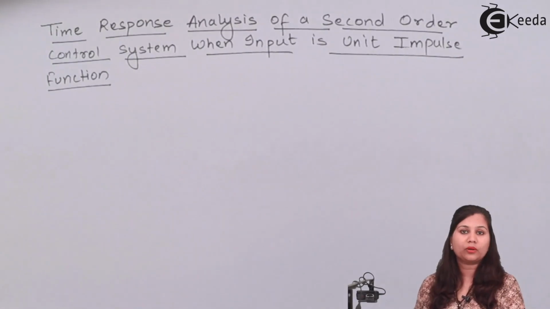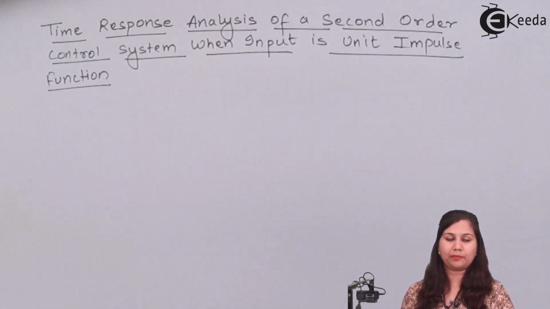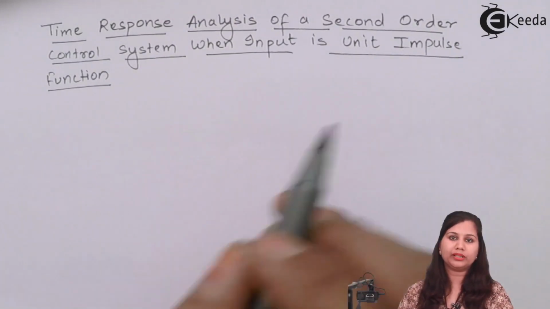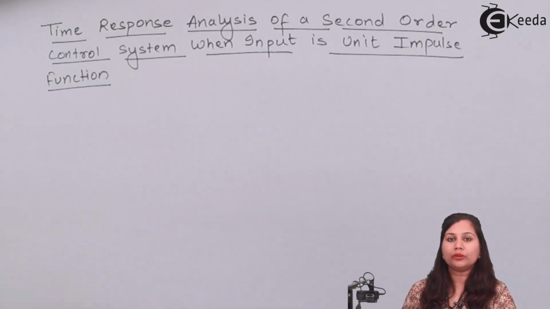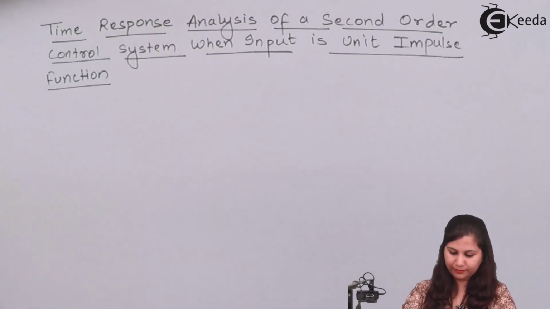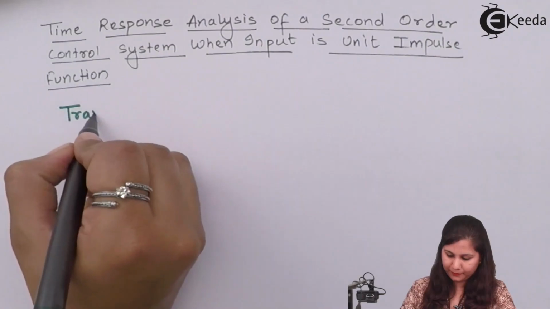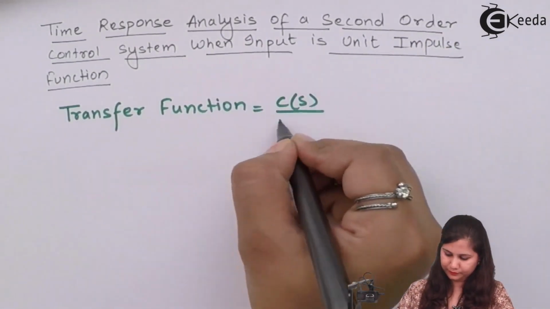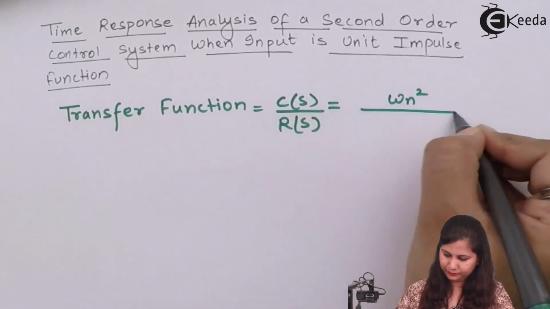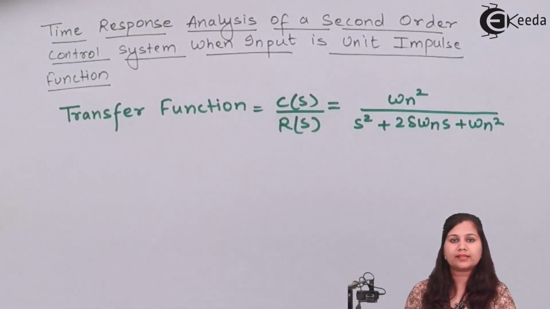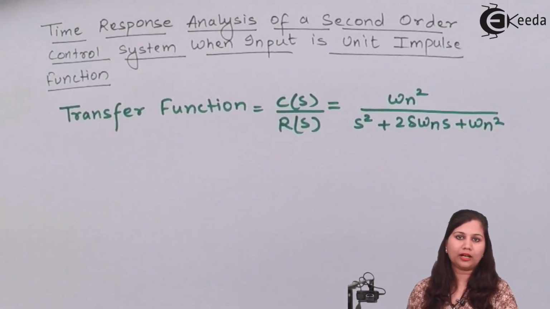In this topic, we are going to find out the output response of a second order control system when we have applied the input as a unit impulse function. Now we know that the transfer function of a second order control system is given by the expression. So this is the transfer function of a second order control system.